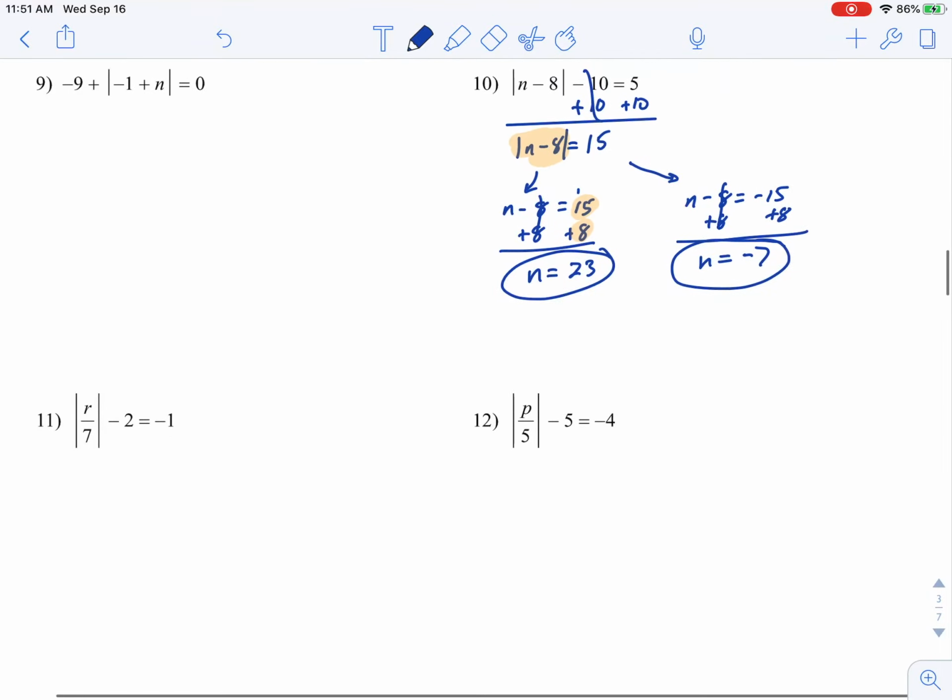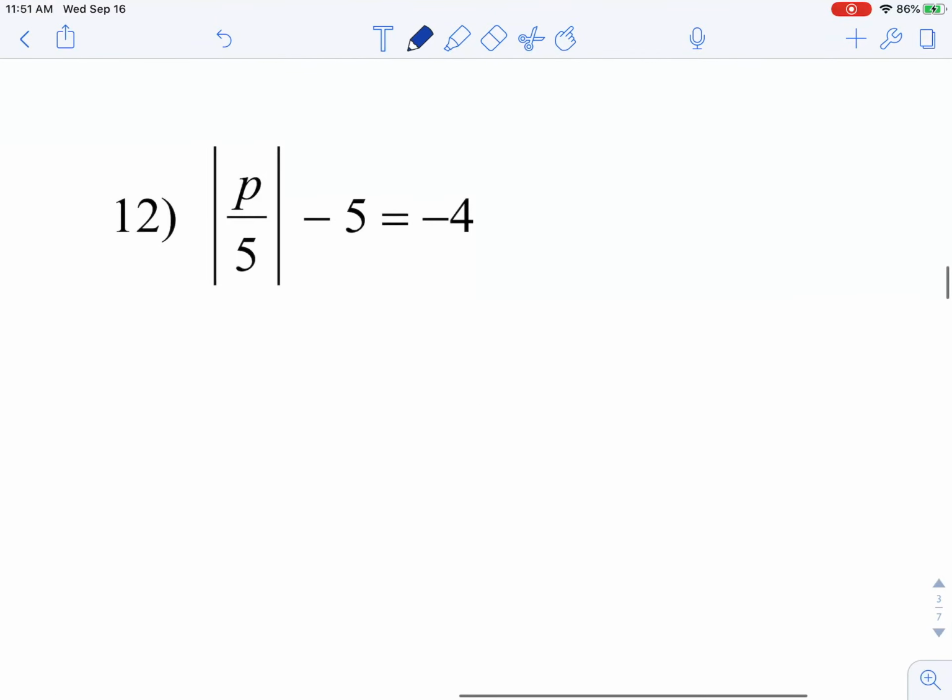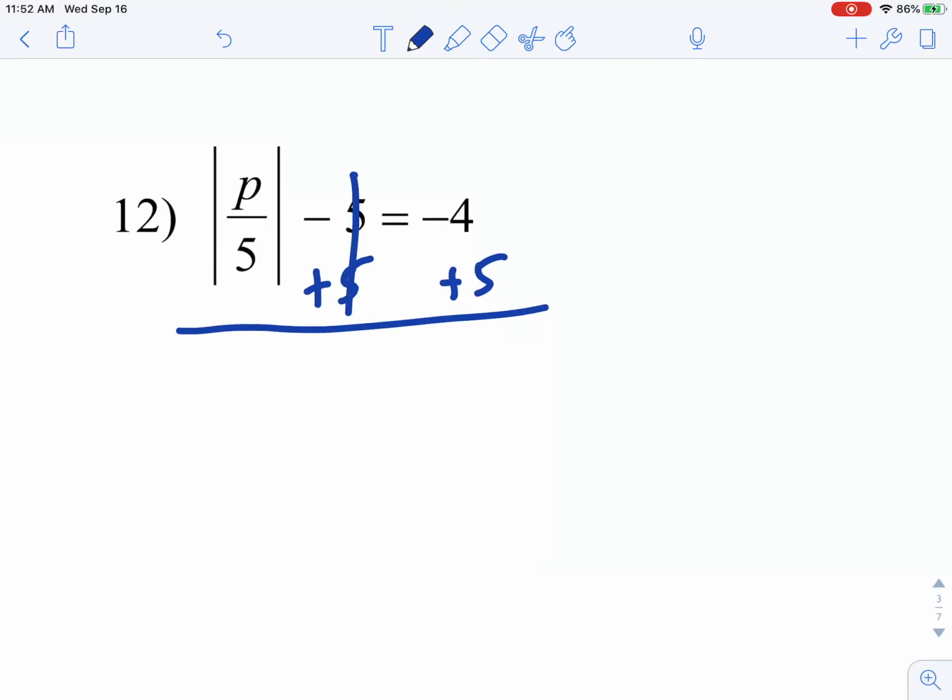Okay, number 12, back on track. Again, you should not have any numbers outside of those absolute value bars. You cannot split until that is gone. So I need to eliminate this minus 5. How do I do that? I add 5 to both sides. Cancels out. Absolute value of p over 5 equals, what's negative 4 plus 5?